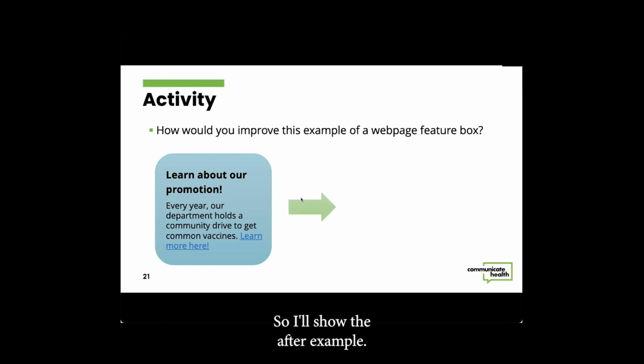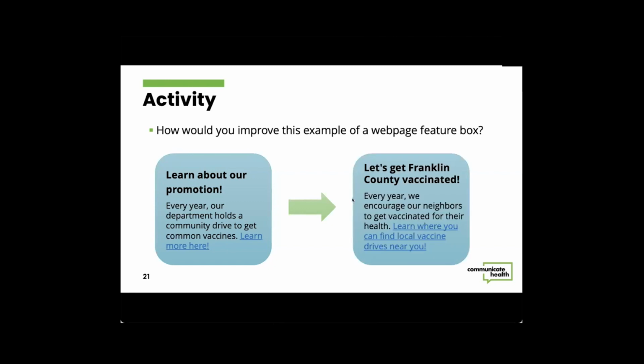All right, so I'll show the after example. So here we've got, let's get Franklin County vaccinated. Oh, I see another comment, yearly. That's a good point. We didn't do that here, but yearly that is a great point. That's a more succinct way of saying that. So here we have, let's get Franklin County vaccinated.